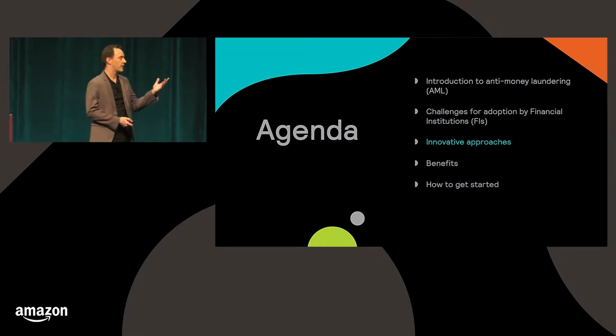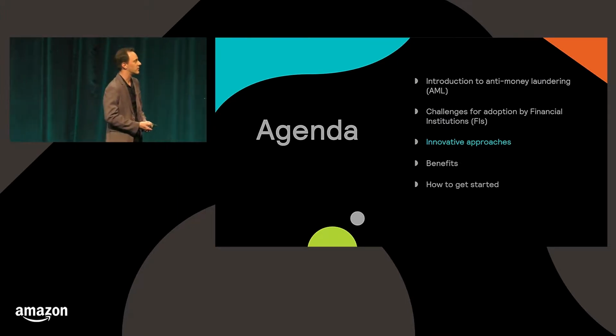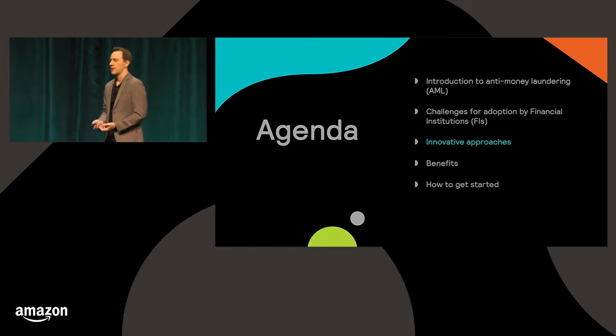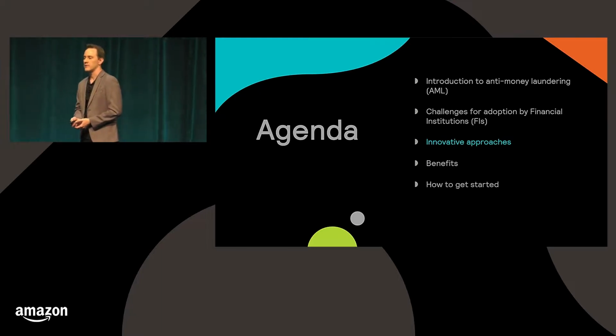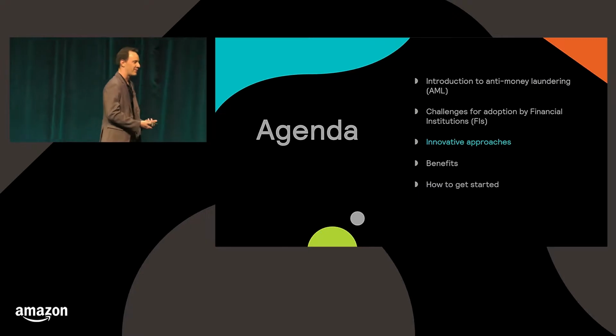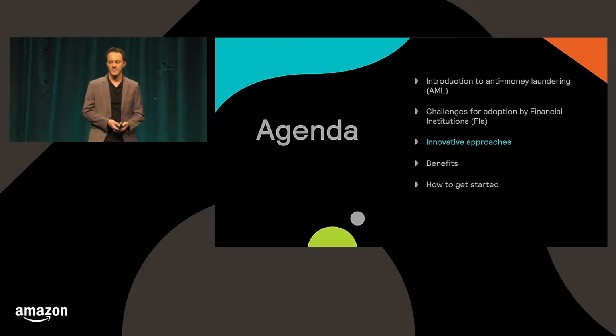So a little bit about the agenda. There's going to be some introduction on financial crimes and especially money laundering and anti-money laundering policies. Some of the challenges that financial institutions see as difficulties to adopt these technologies on that specific case. Innovative approaches using machine learning, some of the benefits, and a little bit of how to get started.